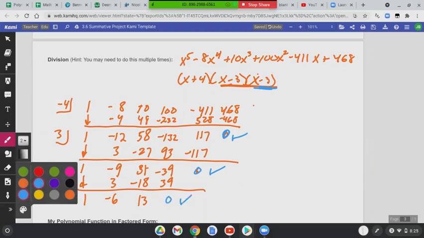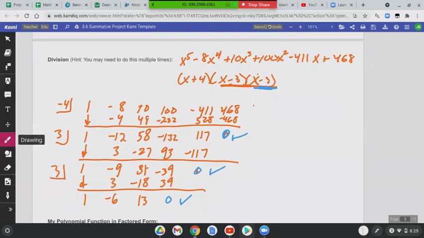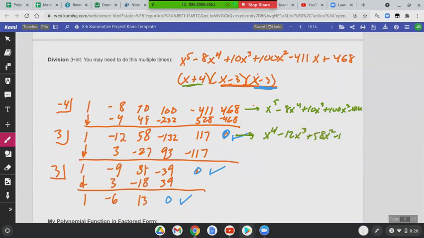Good. So what have I done? I started with a 5th degree function. All right. So my 5th degree function, x to the 5th minus 8x to the 4th plus 10x cubed plus 100x squared minus 411x. And I'm going to run out of room. Plus 468. Then what happens is I factored this out, and that brought me down to a fourth degree polynomial. x to the fourth minus 12x to the third plus 58x squared minus 132x plus 117.